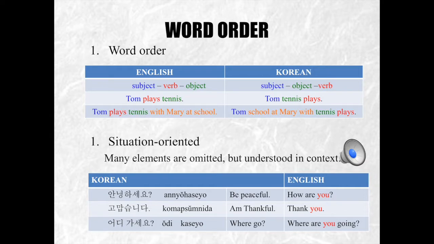Korean is also a situation-oriented language. That means many of the elements within a sentence can be omitted, but can be perfectly understood in context. So to be able to speak Korean very well, you need to be able to read the situation very well. In fact, we have a word for it, and there's no English translation.